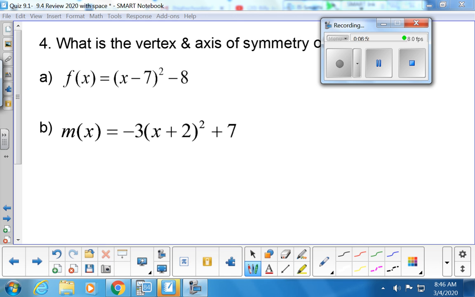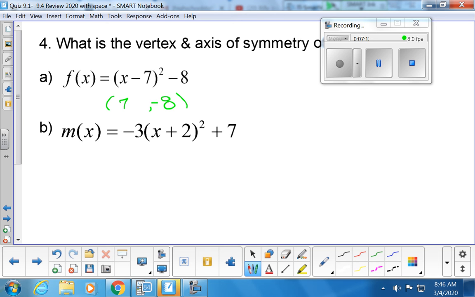Alright, these are all in vertex form. These are going to be a piece of cake. Vertex form is when you have a parenthesis and a squared. So what's the vertex? 7, negative 8. If it's in parentheses, it's opposite of what you'd expect. So that's why I went with the positive 7 with the negative 8. Now, x equals 7 would be the axis of symmetry, because this number here always matches this number here.